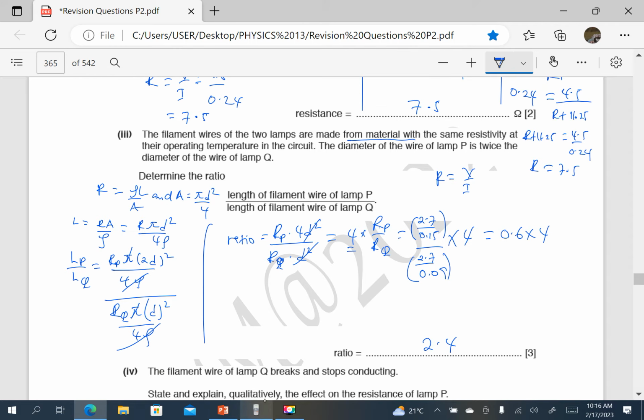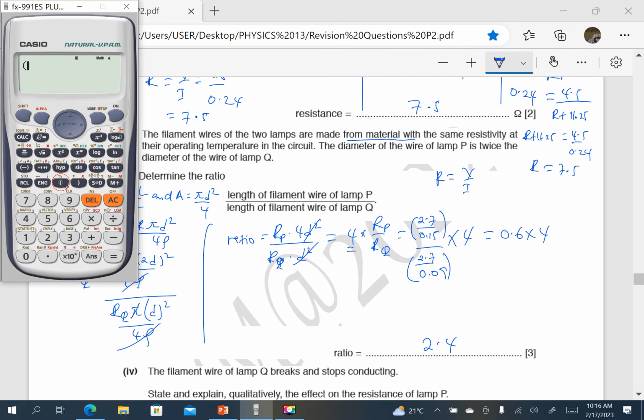You can also press the calculator and say, open brackets, 2.7 divided by 0.15. Again, divide by, open another bracket, 2.7 divided by 0.09. It gives you 0.6, then times 4, which gives you 2.4.